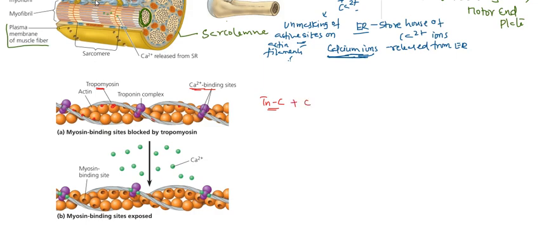It binds to troponin C, and because of that, you can see the troponin unmasks the active sites. Now you can see very clearly these active sites on the actin filaments. When these are present, the myosin heads will come and bind to them, and that initiates the muscle contraction. So we'll see that cycle now.